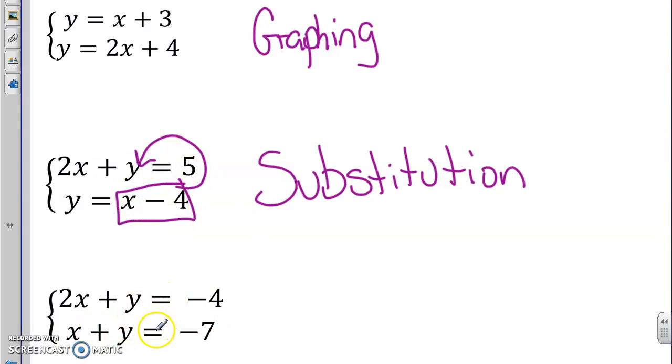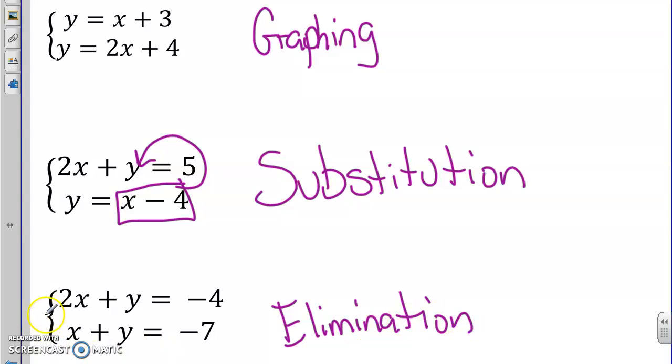And then this last one, neither one of them are solved for y. They are both in standard form. Definitely the easiest guy on this one would be elimination. If you've got both of those guys and they're in standard form, meaning the x is over the x, y over the y, constant over the constant, elimination would be the easiest route.